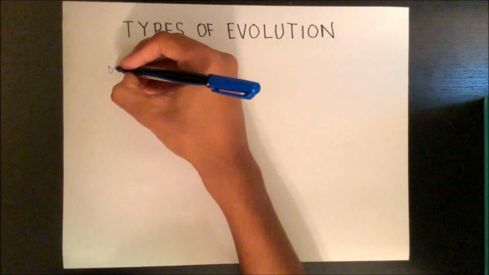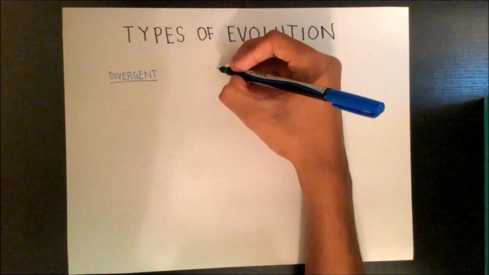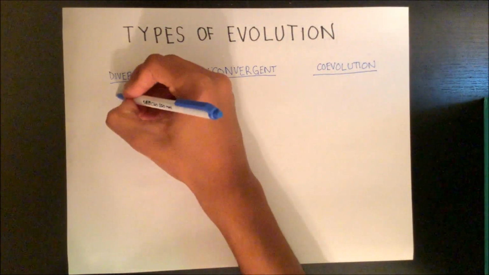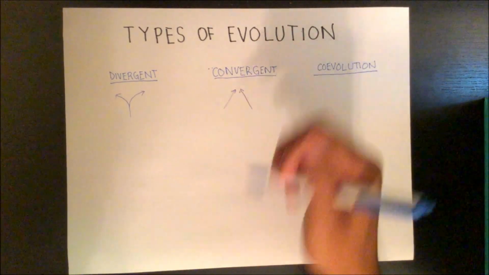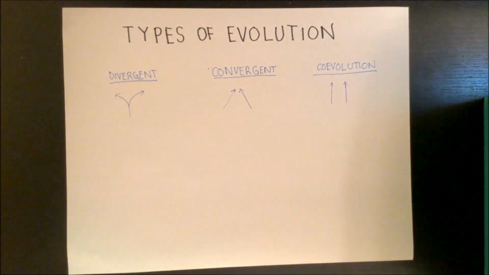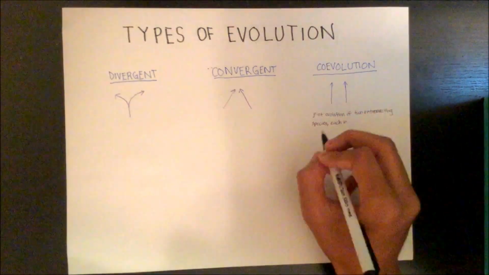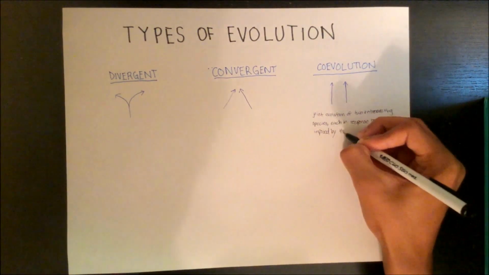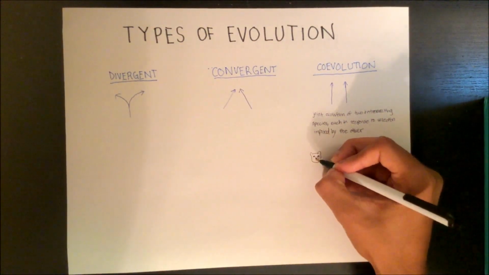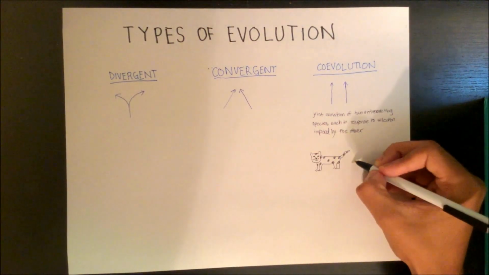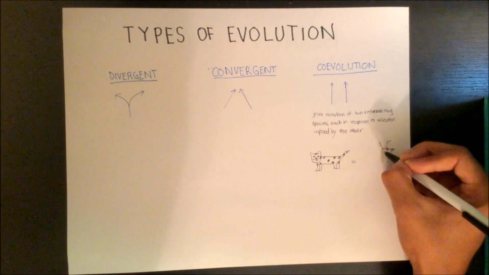Wait, what? There are different types of evolution? Yep, 3 of them in fact. Divergent, convergent, and coevolution. Coevolution is the joint evolution of 2 interacting species, each in response to selection imposed by the other. A perfect example of coevolution is the cheetah and the deer.